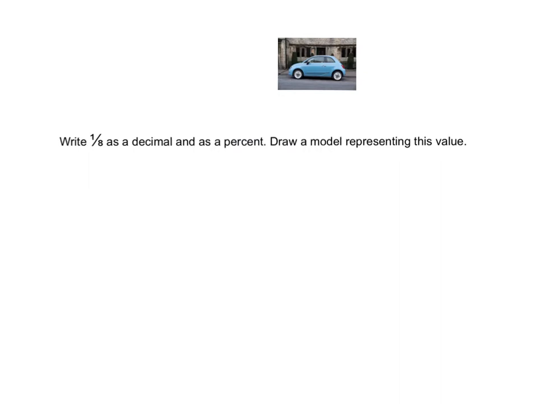Let's start out just by talking a little bit about fractions, decimals, and percents. Here we have the fraction 1/8, and we want to write it as both a decimal and as a percent. I'm going to start by writing it as a percent. Remember, a percent is just a ratio with 100 in the denominator. This proportion may look a little tricky at first, but you know what?